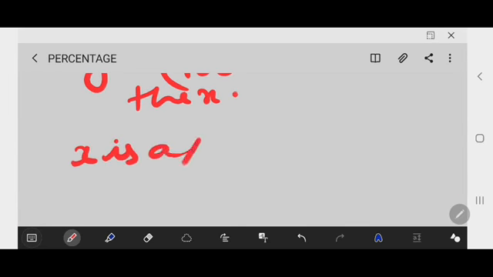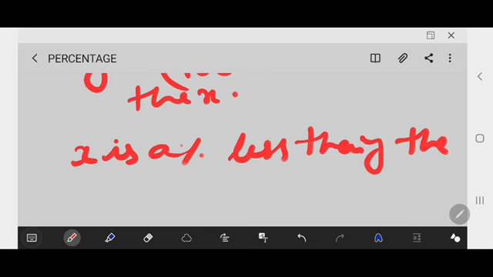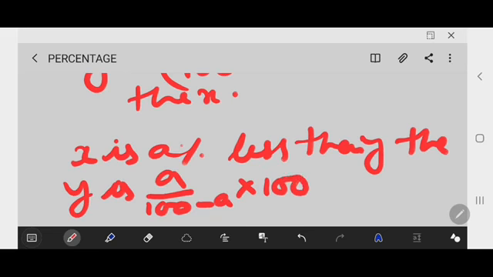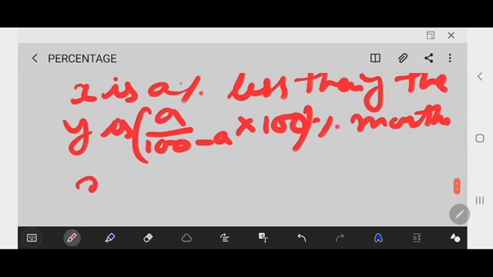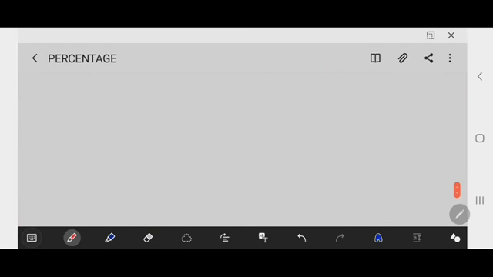So the second one will be what? If x is a percent less than y, then y is a by 100 minus a into 100 percent more than x. Okay, so we'll see some examples.